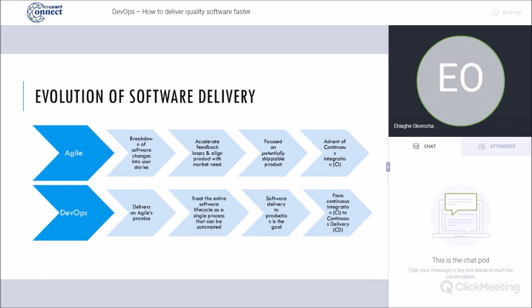So even if it takes 3 months to deliver the whole feature, you can break it up into chunks that you can show your user. So the focus of Agile was on a potentially shippable product. And then Agile brought with it the advent of continuous integration.